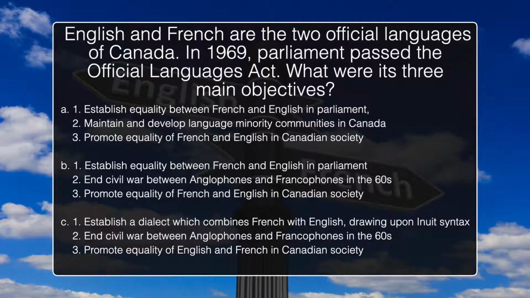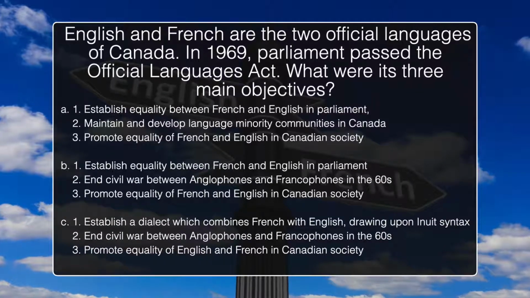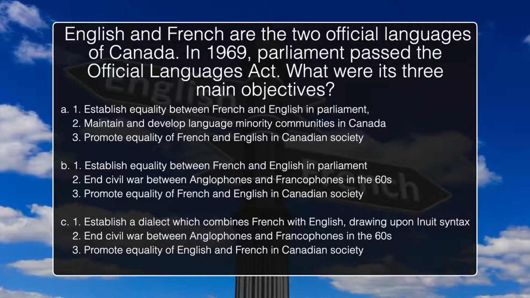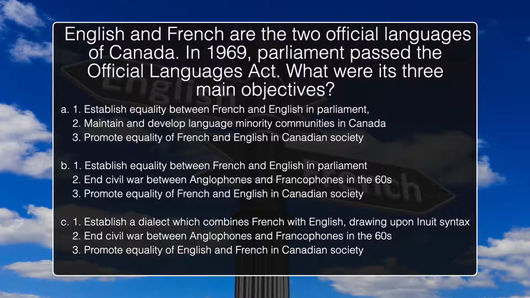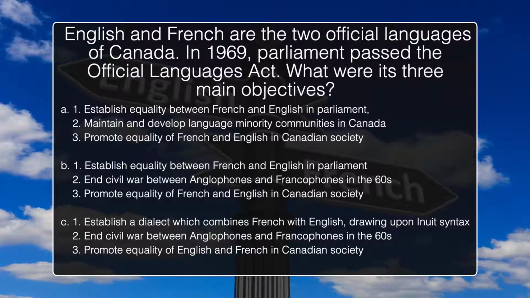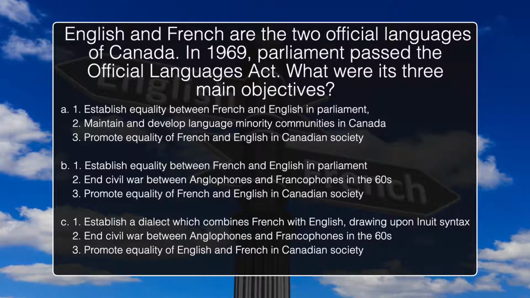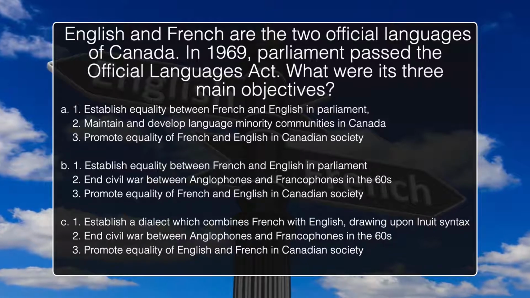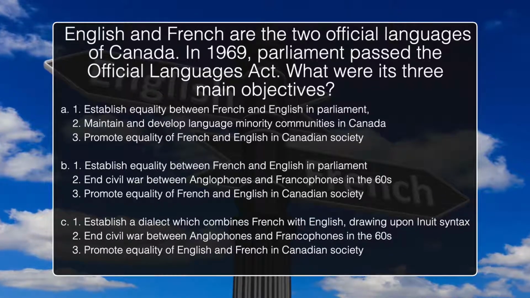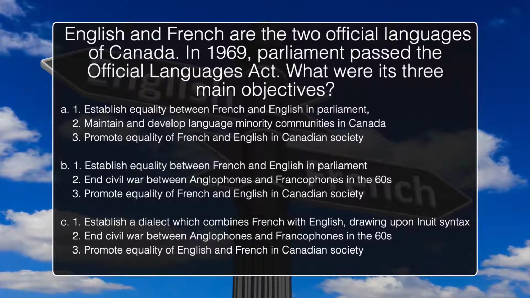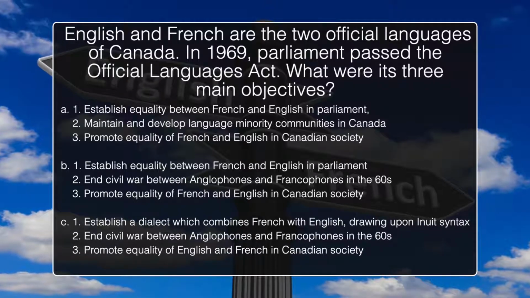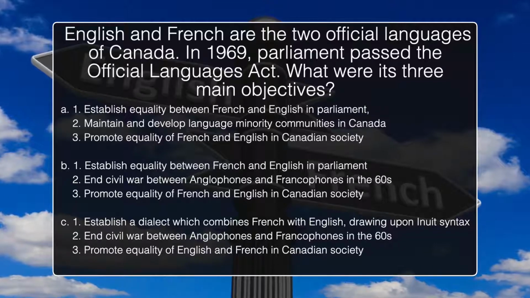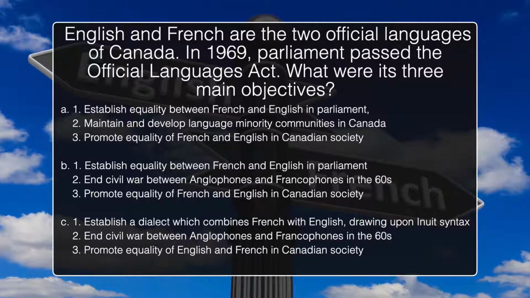English and French are the two official languages of Canada. In 1969, Parliament passed the Official Languages Act. What were its three main objectives? Establish equality between the French and English in Parliament, maintain and develop language minority communities in Canada, promote equality of French and English in Canadian society.